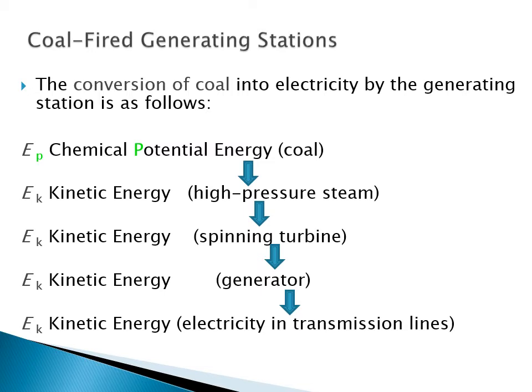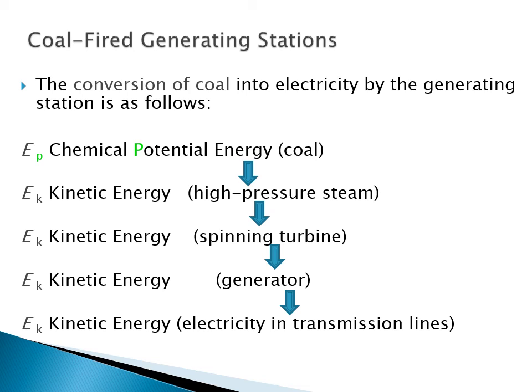One example of coal-fired generating stations and how efficient or potentially inefficient they can be is we see here the potential energy stored in coal. But through all these different energy transfers, we have kinetic energy, changing it into high pressure steam. So we burn it and we need to heat up all this water. And then we need to spin the turbines. And then this turbine needs to spin in a generator. And then we transmit it through electricity.